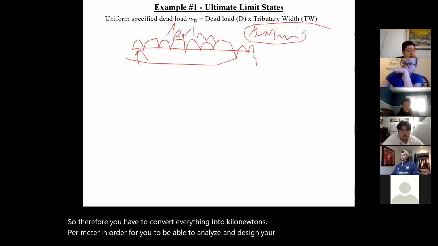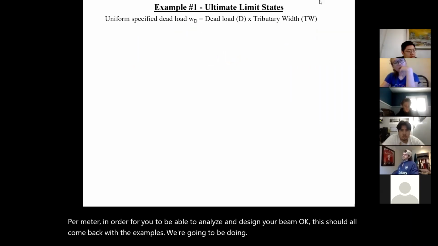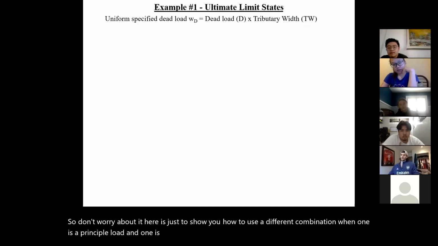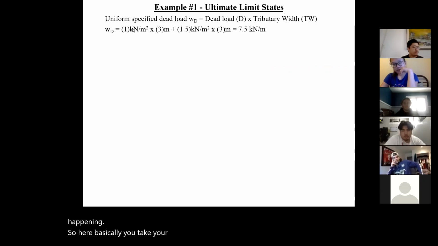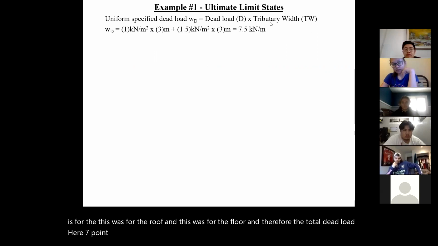Okay? This should all come back with the examples we're going to be doing, so don't worry about it. Here is just to show you how to use the different combinations when one is a principal load and one is a companion load, so you guys can get a gist of what's happening. So here, basically, you take your WD, 1 kilonewton per square meter times 3 meters. This was for the roof, and this was for the floor, and therefore the total dead load here is 7.5 kilonewtons.